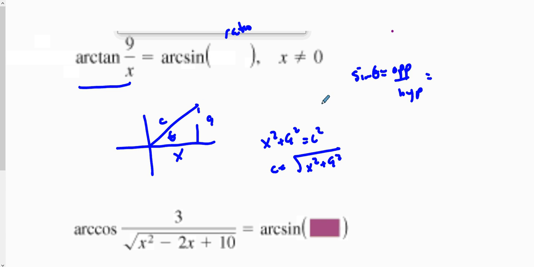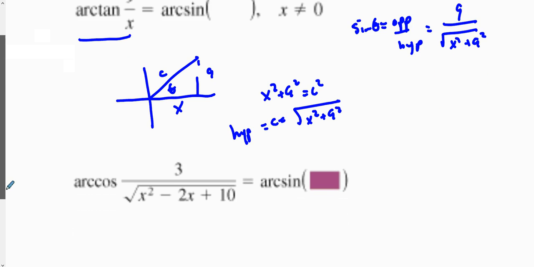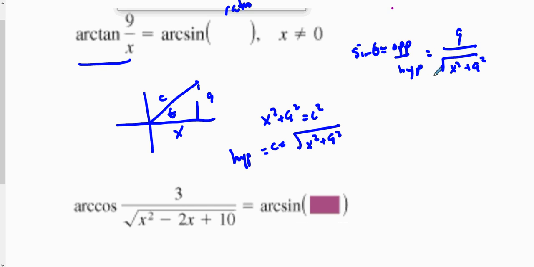To figure this out, we take our opposite, which is 9, over the hypotenuse we just found, which is C. So we have 9 over the square root of x squared plus 9 squared, which is 81. Cool. That's how we found that one, and that would be the inside of here.